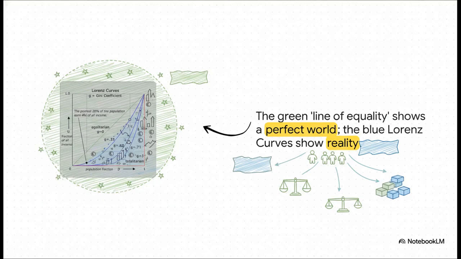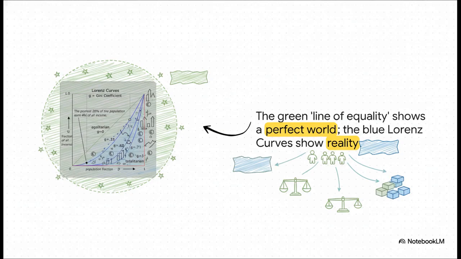Now, this graph is all about comparing the ideal world to the real world. See that straight diagonal green line? That's our line of perfect equality. It's a world where the bottom 20% of people have 20% of the money, the bottom 50% have 50%, and so on. A perfect one-to-one match.